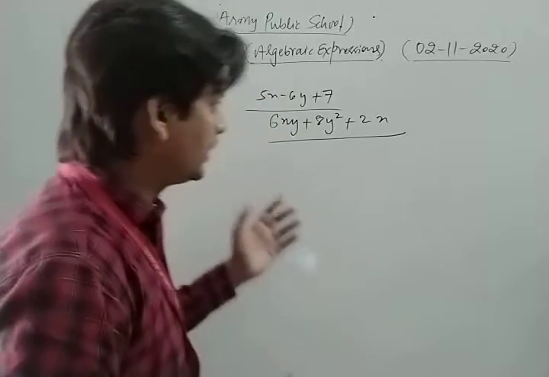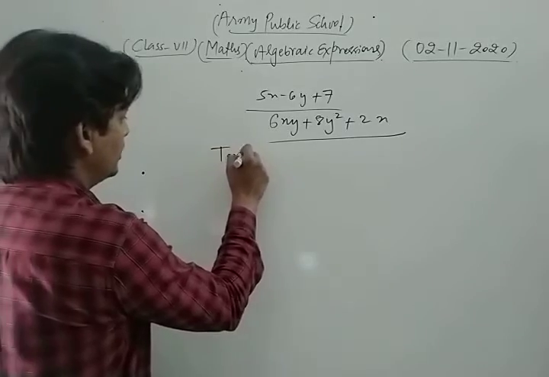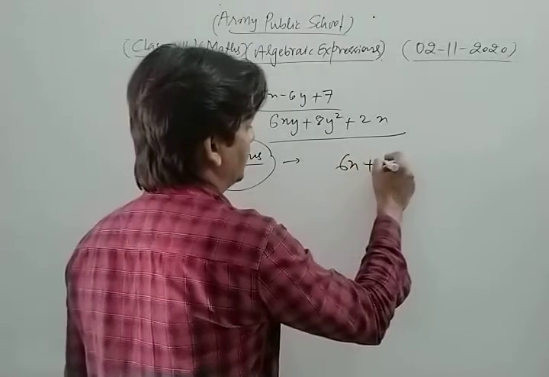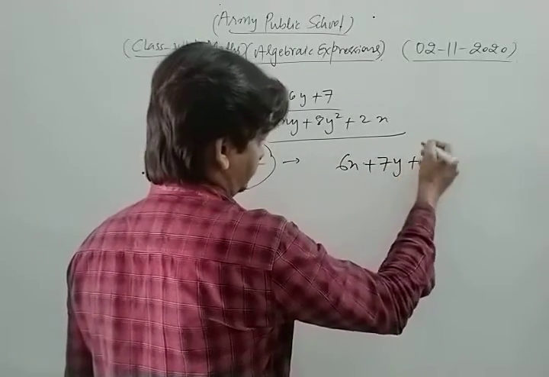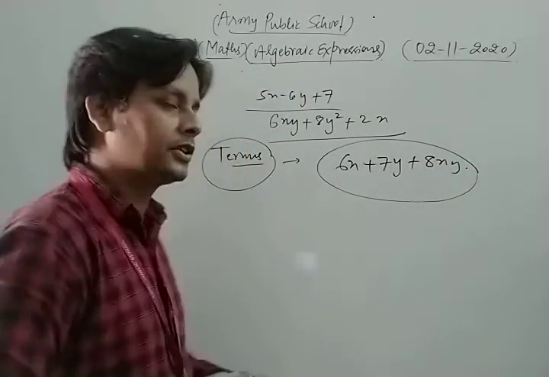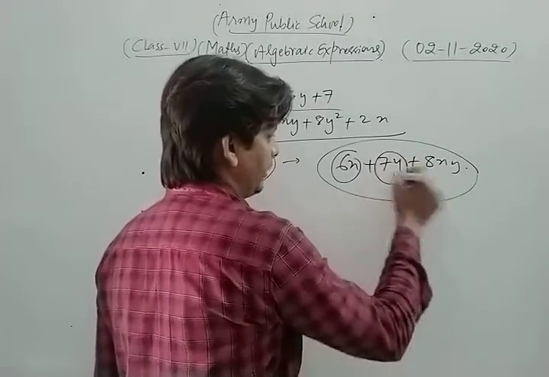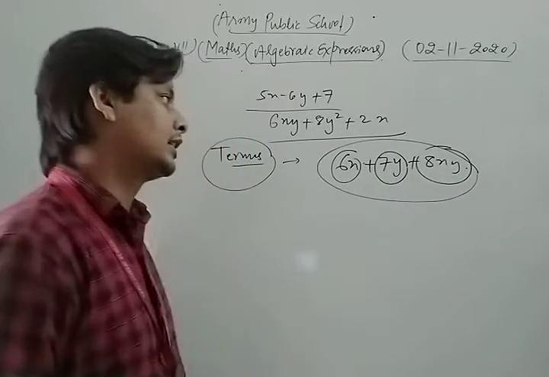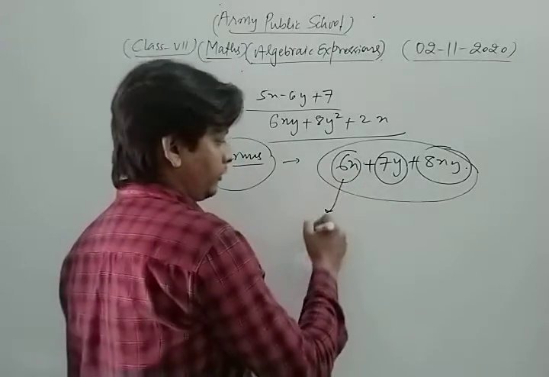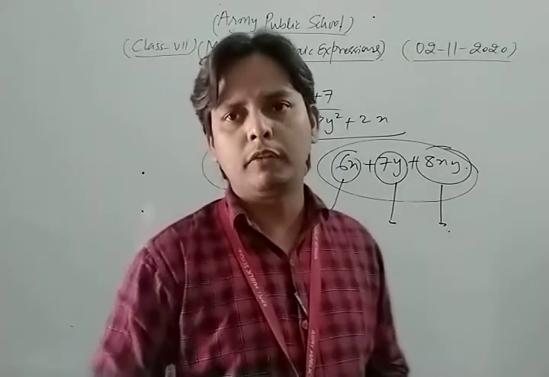Now listen, we discuss the concept of terms of an algebraic expression. Dear students, suppose we write an algebraic expression 6x plus 7y plus 8xy. In this algebraic expression, 6x, 7y and 8xy are called the terms of the expression. Means 6x is the first term, 7y is the second term, and 8xy is the third term of the algebraic expression. So these are the concept of terms.